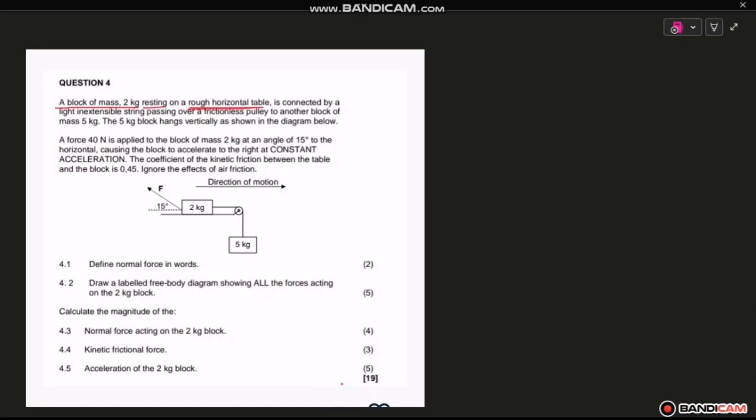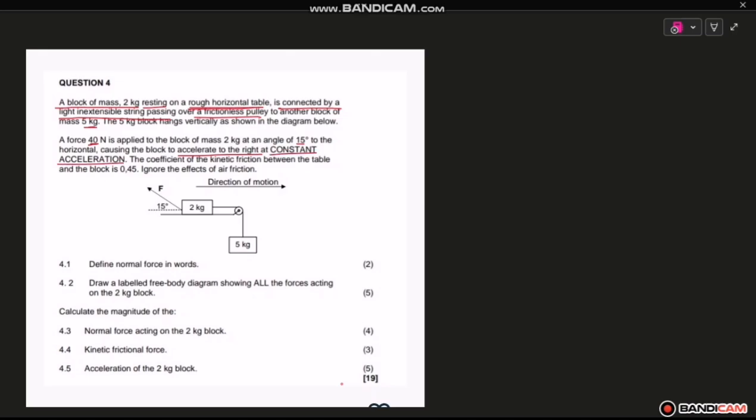Rough tells us that there's a frictional force. It is connected by a light inextensible string over a frictionless pulley to another block of mass 5 kg. The 5 kg block is hanging vertically as indicated in the diagram below. A force of 40 Newton is applied to the block of mass 2 kg at an angle of 15 degrees to the horizontal, causing the block to accelerate to the right at constant acceleration.